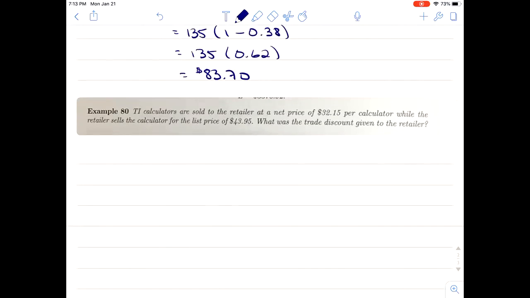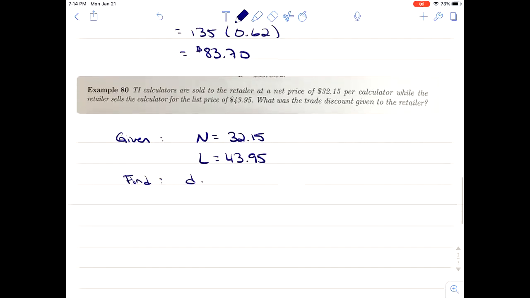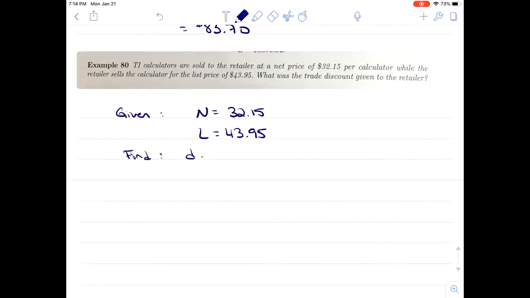So again, I'm just going to list what we've been given here. We're given that the net price is $32.15 and the list price is $43.95, and we want to find D. What was the trade discount given to the retailer?